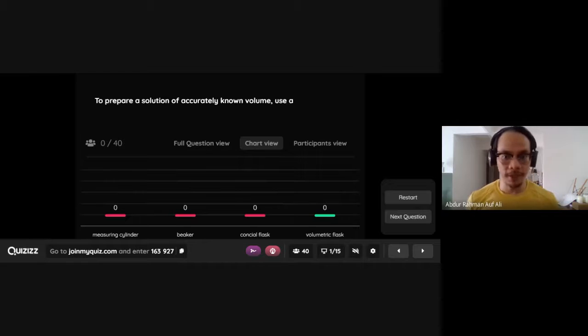Okay, so volumetric flask is the glassware that we use untuk prepare standard solutions. And standard solutions are solutions that we know the concentration of. Okay, so if you want to prepare a solution, and you want to know the exact volume and the exact concentration of that solution, we use volumetric flask. All the others ni kita guna untuk mix solutions, beaker, conical flask, mix solutions, measuring cylinder, kita measure volume secara kasar, roughly, not accurately.